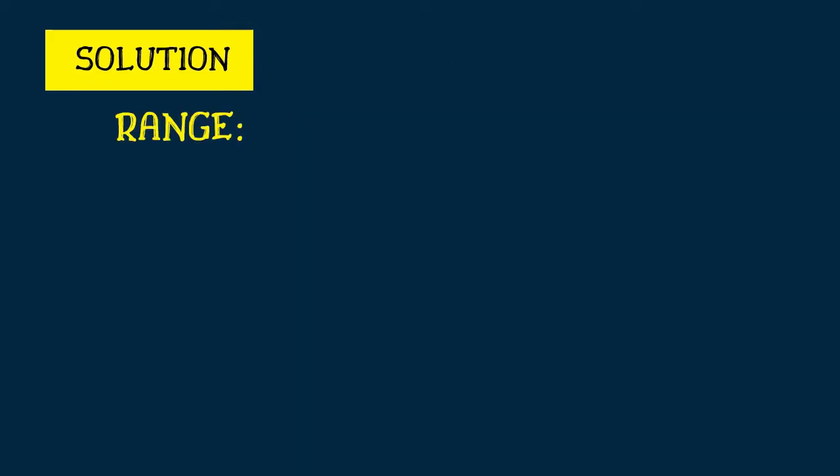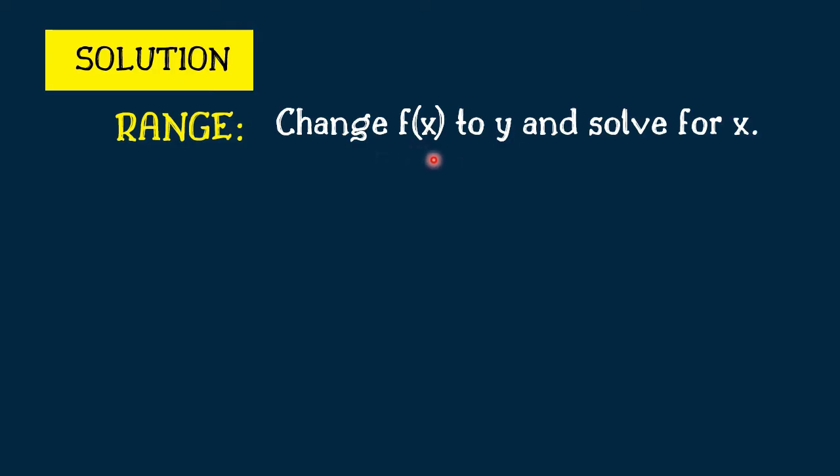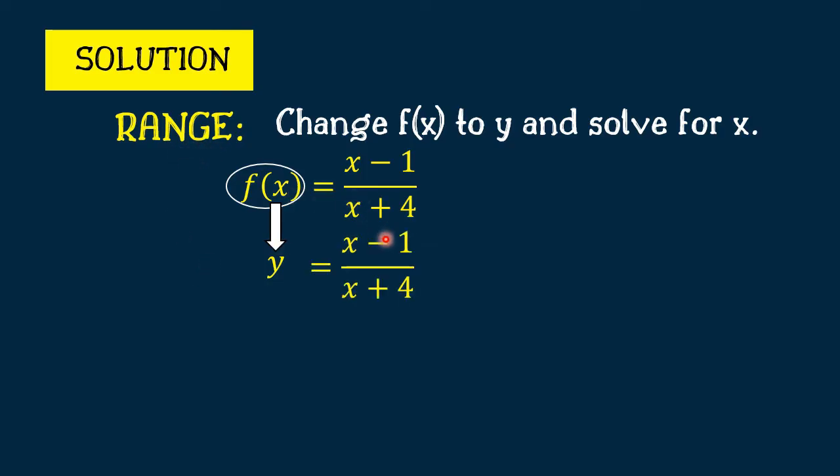This time we will look for the values of the range. To do that, simply follow the steps. If we have this rational function, first step is change f of x to y, since we're looking for range or the y values, and copy this given expression. Next, we will solve for x. To do that, we will follow the shortcut method. Multiply y to the denominator x plus 4, and it will become y times the quantity of x plus 4, and simply copy equals x minus 1.